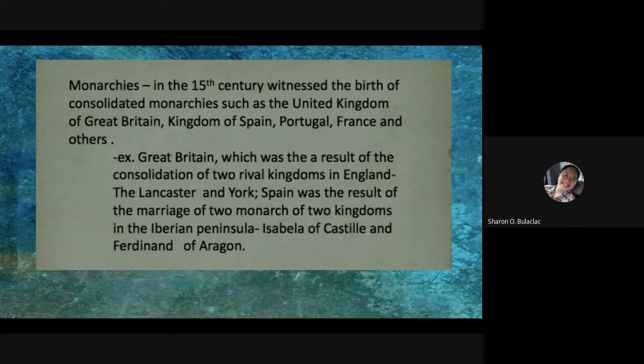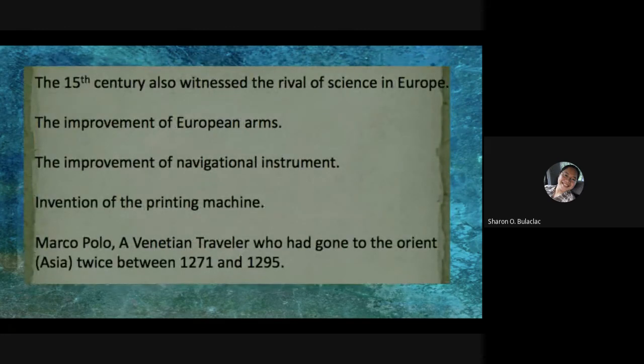So because of this consolidation of kingdoms, it led them to have more peace and order. So it led to political stability and then also led to economic prosperity. So here in the 15th century also witnessed the revival, hindi siya rival, revival of science in Europe. So ito yung revival of science na to, it led to the improvement of European arms, improvement of navigational instrument, and invention of the printing machine. Actually, the printing machine, if you go to China, mas advanced sila, mas matagal na na-develop yung printing machine. But in Europe, basically it was in the 15th century.